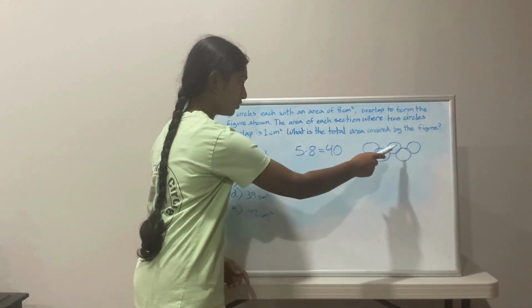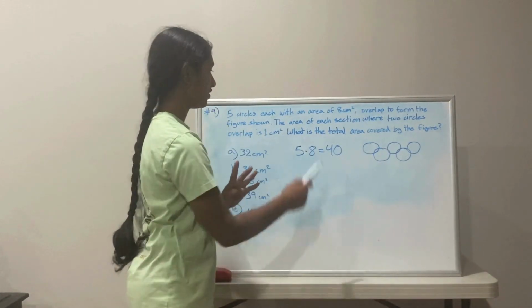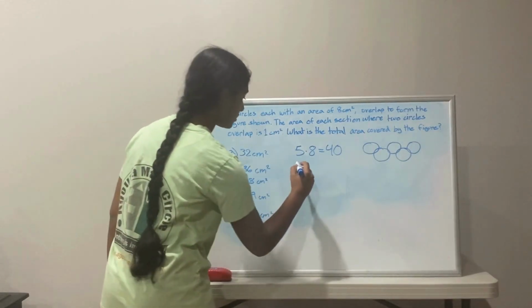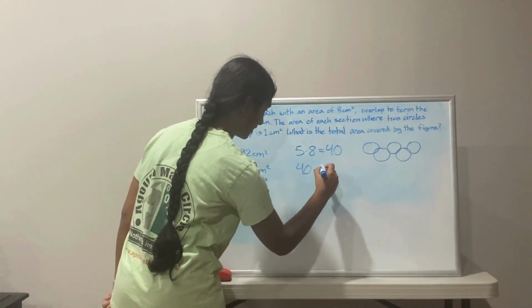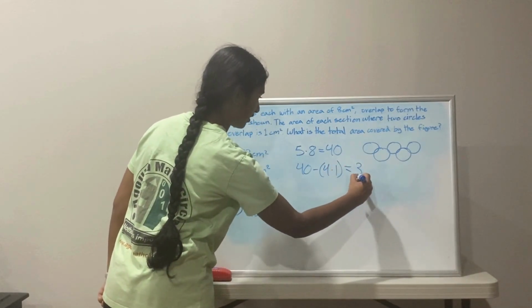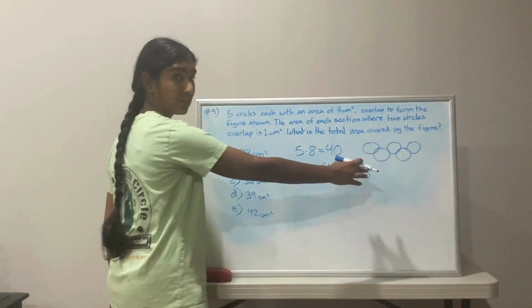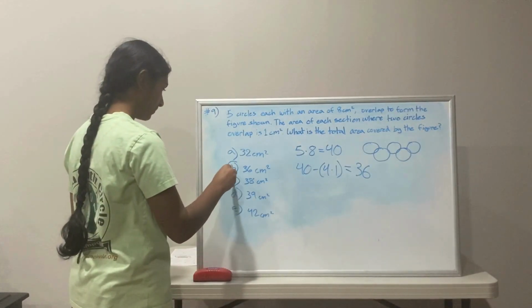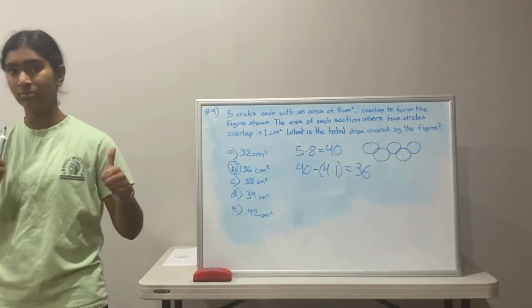We have 1, 2, 3, 4 overlaps, and each overlap is 1 centimeter squared in area. So we do 40 minus 4 times 1, which is 4. So we'd get 36. So the area of this figure is 36 centimeters squared, or B. And that is our answer.